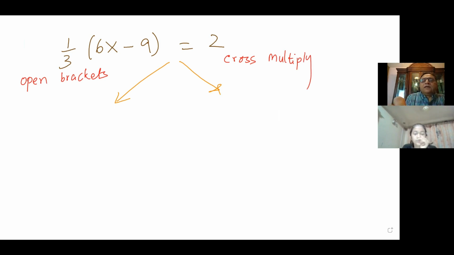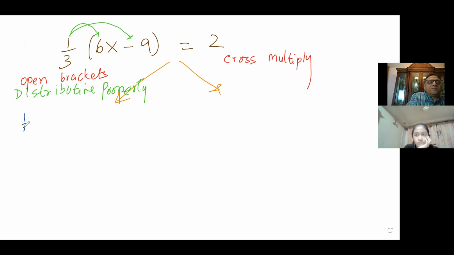When you open the bracket, it really means that you multiply the outside term with both inside terms, which is called the distributive property. Is it okay? Correct? So when you do that, you get 1/3 of 6x minus 1/3 of 9 equals 2. Is that clear? Yes. So what is 1/3 of 6x? 6 divided by 3 is 2. So we get 2x. 9 divided by 3 is 3, correct? 3. And you get 2.